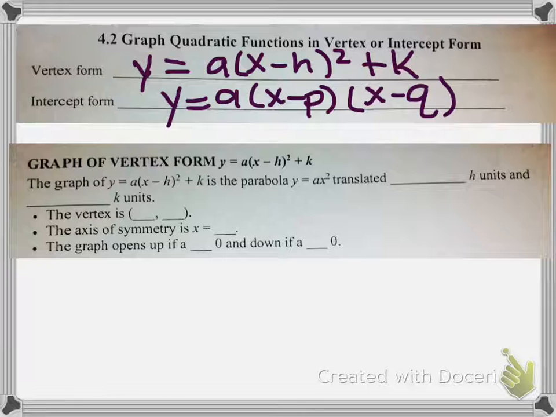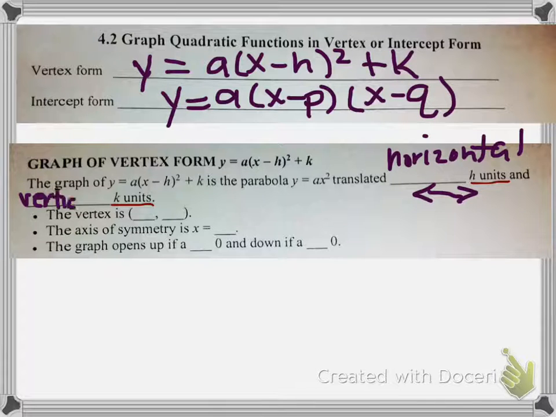First, we're just going to cover vertex form. In vertex form, it's y equals a(x minus h) squared plus k. The h units determine how many units you move horizontally. So those are your h units. The k unit is how much you're going to be moving vertically. Horizontally means sideways, vertically means up and down. This is a lot easier than 4.1 because your vertex is just going to be the h and the k. That's it.